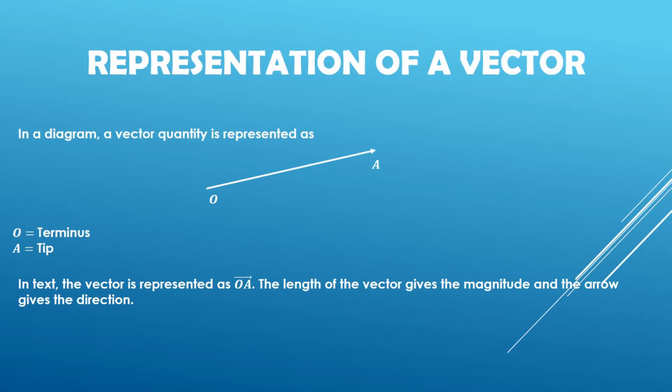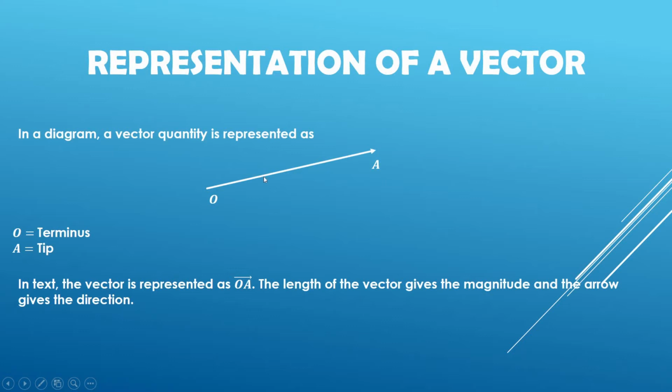Now, in a diagram, how is a vector represented? In a diagram, a vector is represented by a straight line. The length of this straight line, OA, gives the magnitude of the vector, and you can see in the diagram that there is an arrowhead. This arrowhead points in the direction of the vector. This O is known as the terminus of a vector and A is known as the tip of a vector.